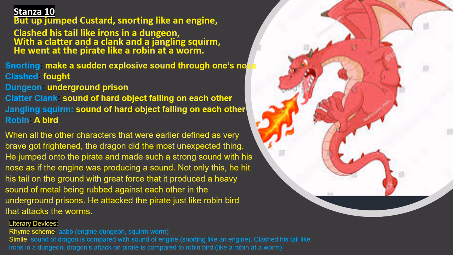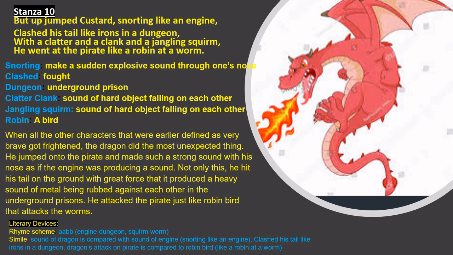Now the literary devices you find here: rhyme scheme again A, B, B, and simile is used here. Sound of dragon is compared with sound of engine, snorting like an engine. So you see here there is a comparison between the engine and the sound of Custard the dragon. Then you have clashed his tail like irons in a dungeon. Again you see here, clashing his tail is compared to the irons in a dungeon.